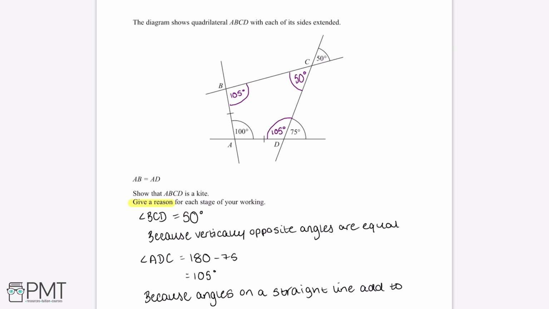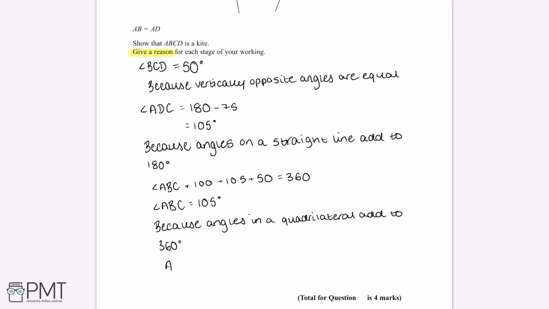So now the final thing we can do is write a summary statement. And we can write something along the lines of ABCD is a kite because it has 2 equal side lengths and 2 equal angles.